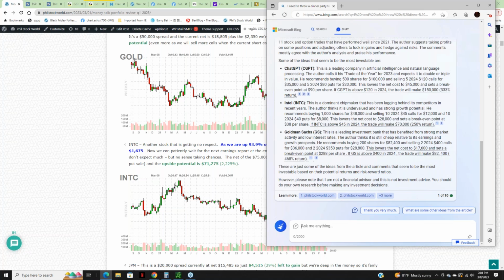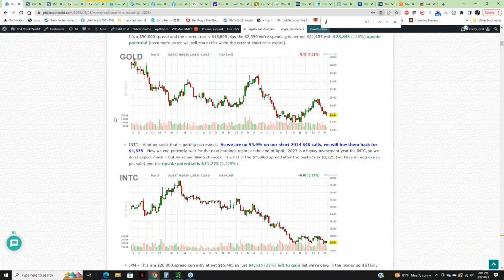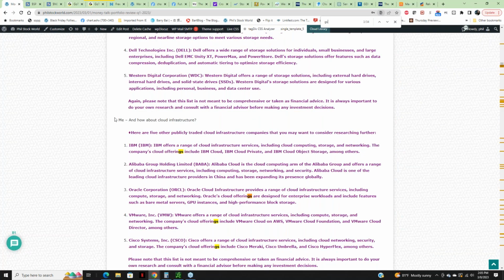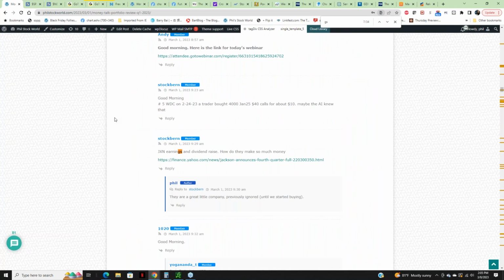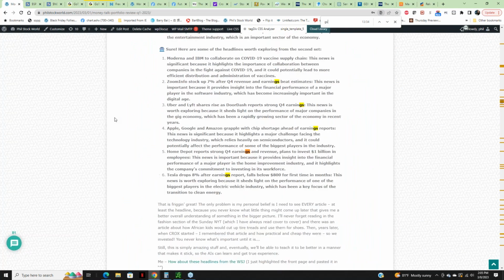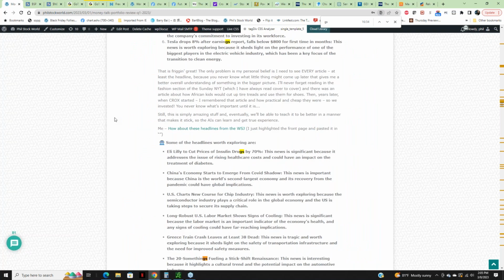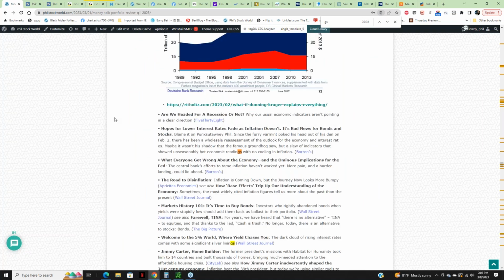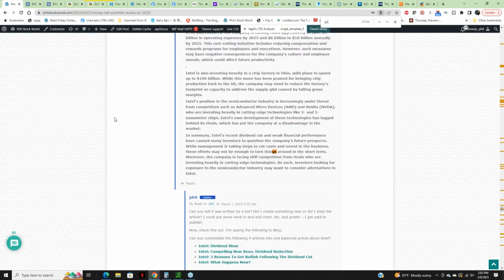That is weird. Intel, dominant chip maker, has been lagging behind its competitors in recent years. The author thinks it is undervalued and has strong growth potential. He recommends buying 1,000 shares, 48,000, selling the calls, blah, blah, blah. That's true. Goldman Sachs is a leading investment banker. I did not even talk about Goldman Sachs in this article. That's freaky. Absolutely no mention of Goldman Sachs. Wow.